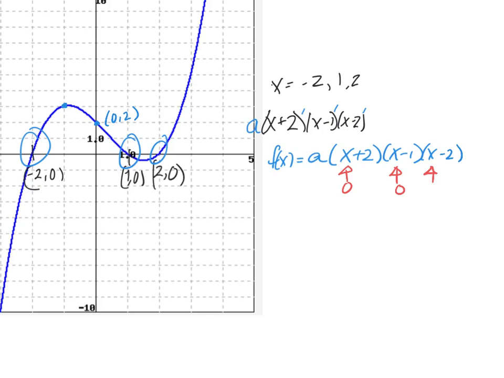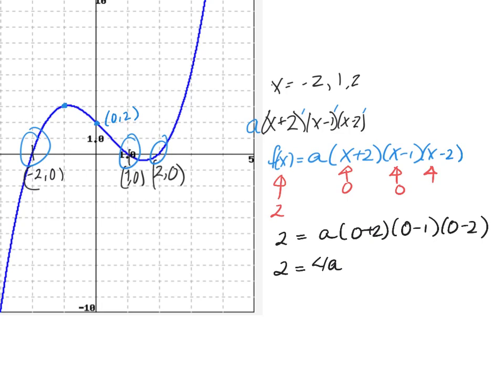So I'm going to use the ordered pair (0, 2), and I replace f(x) with 2. That's my output. So what I have is 2 is equal to a times (0 plus 2)(0 minus 1)(0 minus 2). So I have 2 times -1, which is -2, multiplied by another -2, so I have 4a. Now I just solve for a. a is 1/2.